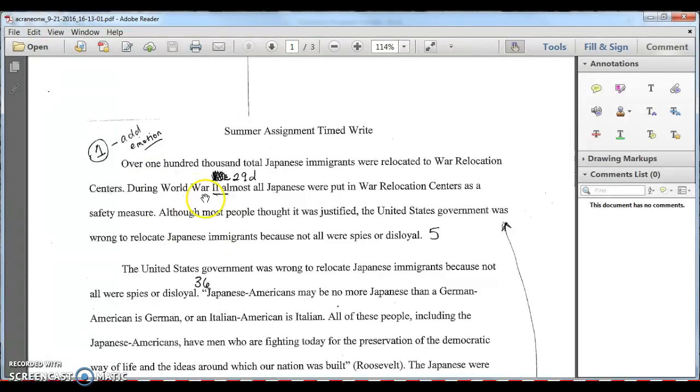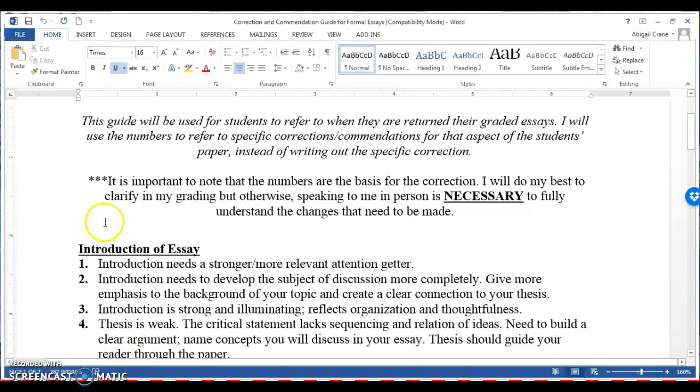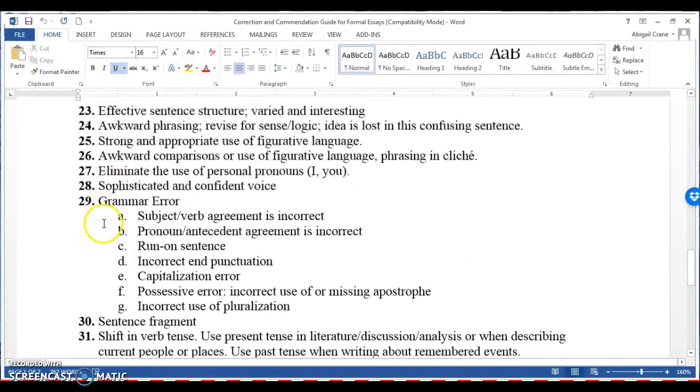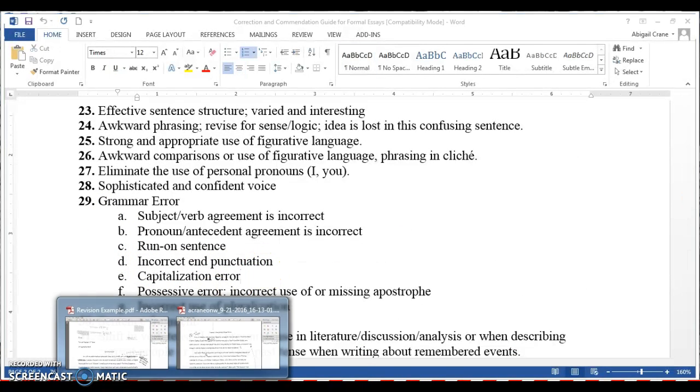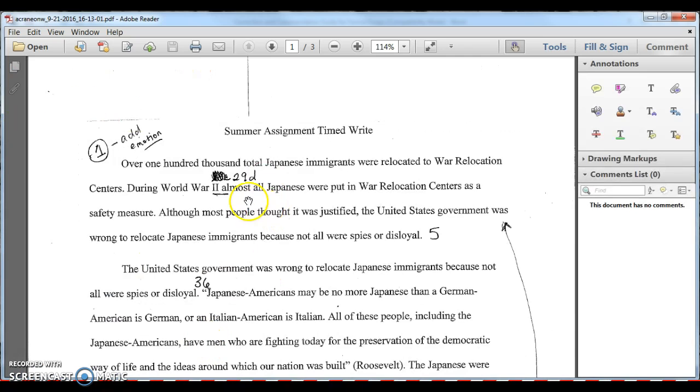Okay, so what about 29D? It looks like I've underlined part of that phrase as well. So let's take a look at our guide. 29D: incorrect punctuation. So it's a punctuation error. Now, if we remember what we talked about in class this past week, using commas and introductory clauses, notice "during World War II" is a dependent clause. Because the sentence starts with a dependent clause, remember you always have to have a comma. So for this person, all they would need to do is add a comma and they're good to go.